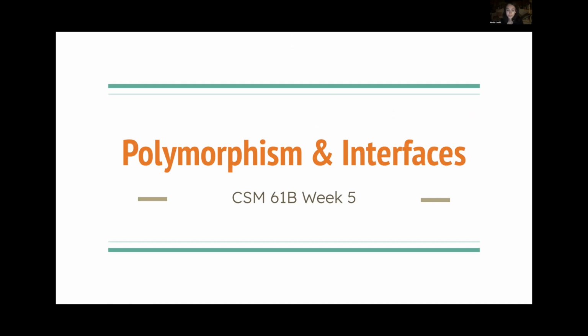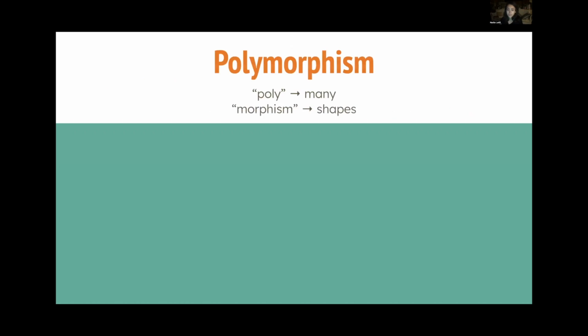Hello, welcome to this mini lecture on polymorphism and interfaces, as well as a walkthrough of questions 1 and 2 on the worksheet. So, what do we mean by polymorphism? It's this big fancy word, but what is it? What does it mean? What are we talking about when we refer to it?